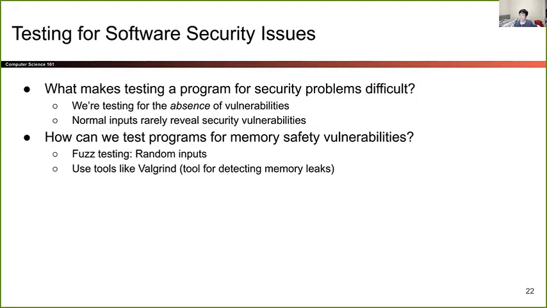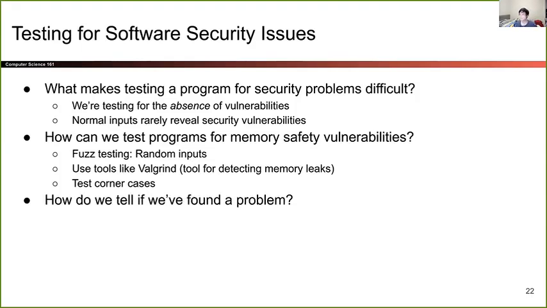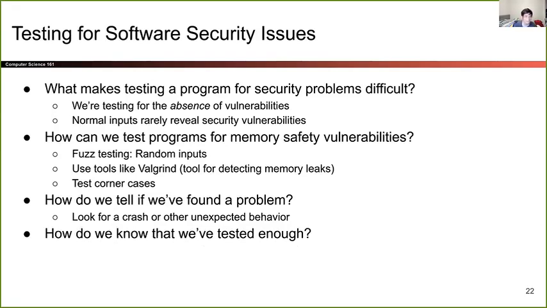We can also use something like Valgrind to find memory leaks, which often end up as security vulnerabilities as well. And corner cases, these are also tests that you should write yourself to make sure you're testing weird cases and not just normal inputs. We can tell that we found a problem if the program crashes because it seg faulted or because of any other reason, basically. And how do we know if we've tested enough? It can be more difficult to figure out.